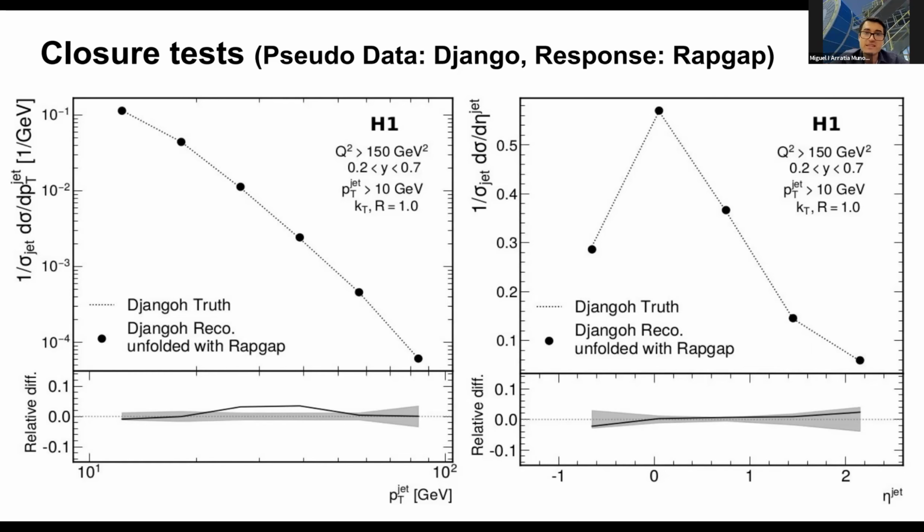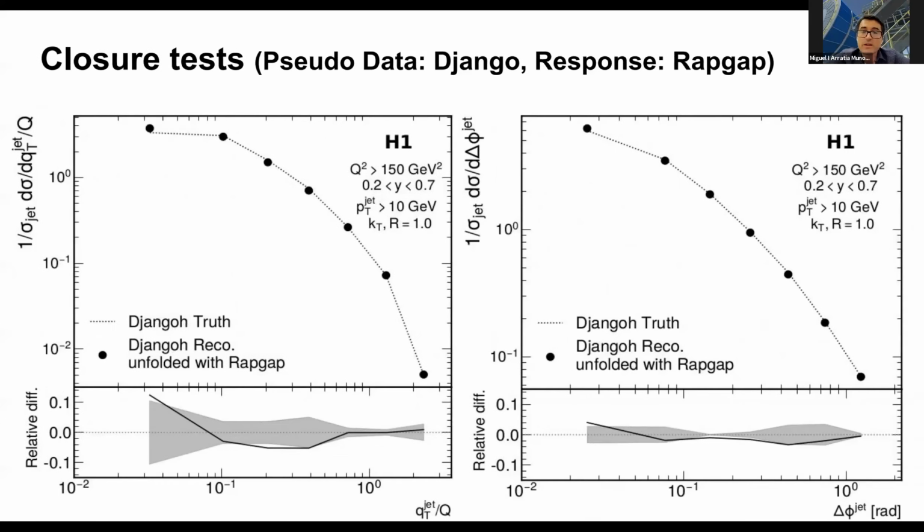We did various tests, and the systematic uncertainty that we get at the end is at the percent level for both the transverse momentum dependent cross-section on the left and the pseudorapidity on the right. And similarly here, I'm showing you the QT distribution, which is the momentum jet imbalance normalized by the Q of the event. And on the right-hand side, I'm showing you the azimuthal angle difference.